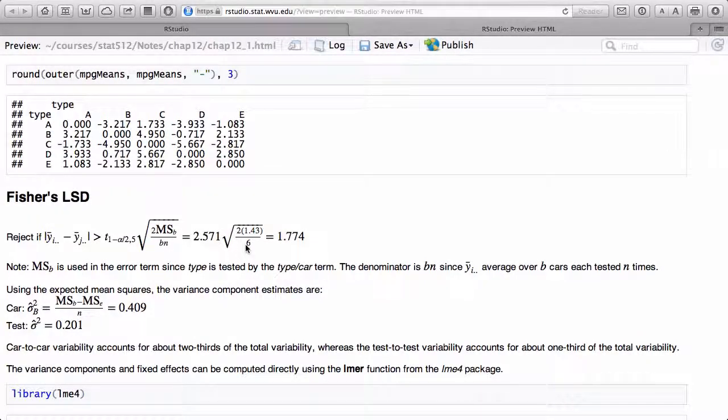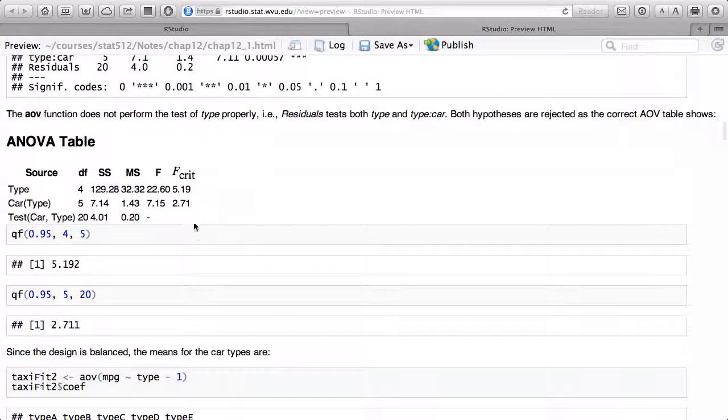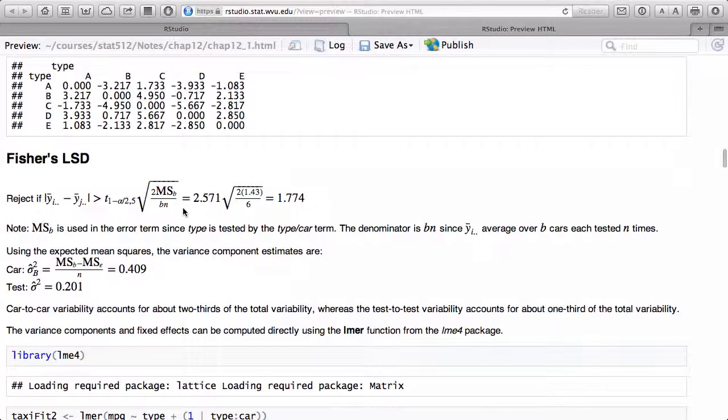This 2 over 6 is because we have a balanced design. I'm taking a difference, and the variance of the difference is the sum of the variances divided by the sample size. Since it's the sum of the 2 variances, that's where the 2 comes from. So I'm using mean square for B, which is 1.43, I hope. Let's go up and look. Yeah, it's this value right here. So I'm computing it, and this is from R, and I get a 1.77.